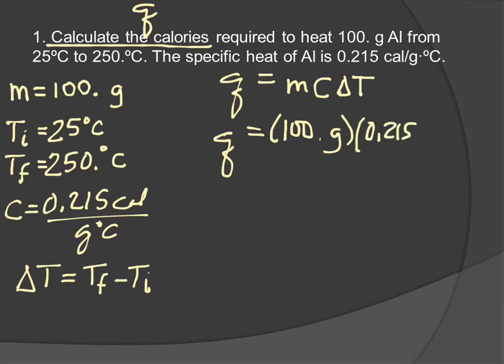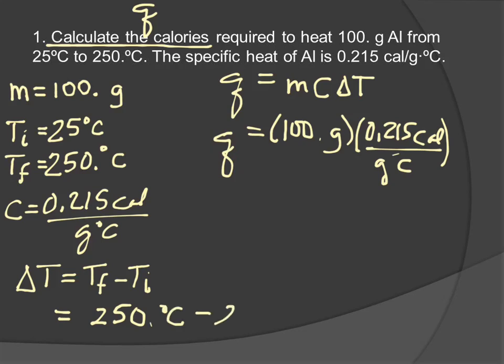the specific heat, 0.215 calories per gram degree Celsius, and the change in temperature. Well, we don't actually have that yet, but we can calculate it. It would be the final temperature, which is 250, minus the initial temperature. 250 minus 25 is 225 degrees Celsius. That's an intermediate result. It's not our final answer.